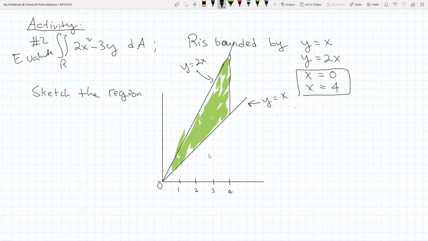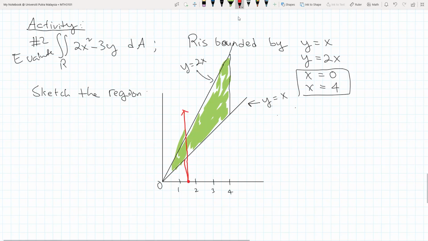Okay, cuba kita tengok is it type 1 or is it type 2. So kalau tengok kat sini, saya rasa yang ni memang type 1 sebab apa? Sebab kalau saya masuk daripada X, so if I enter through X, if I enter through this, saya akan keluar on Y1.